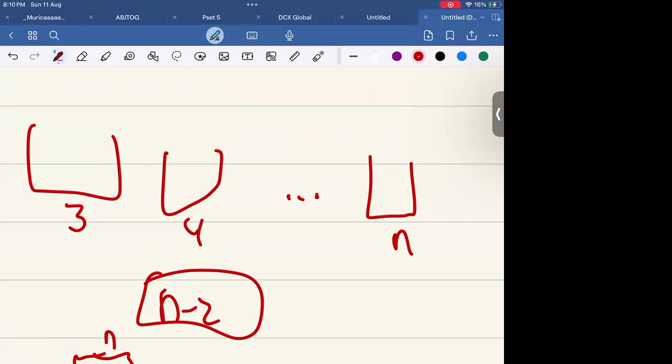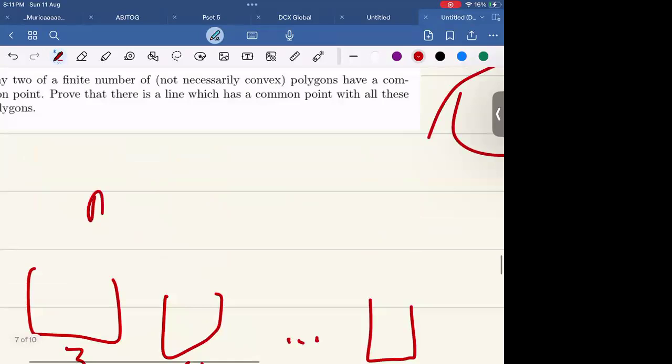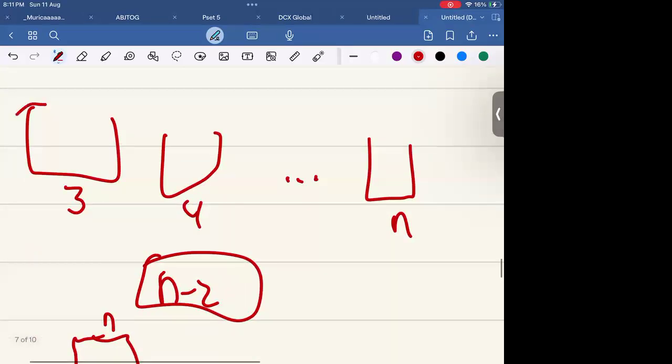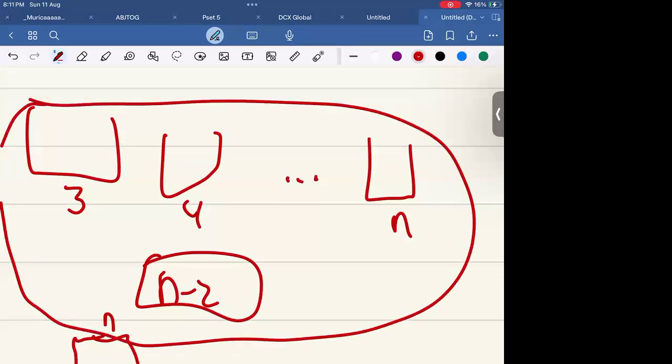Because if the face with the maximal number of sides has n sides, each side is connected to a neighboring face, right? So it has at least n faces from the neighbors and one face over there. So there are at least n plus 1 faces, and we have n minus 2 pigeonholes. So by the pigeonhole principle, 2 of them have the same number of sides. That's basically the motivation. But that's a bit of an unneat solution because we can cut out many redundancies.